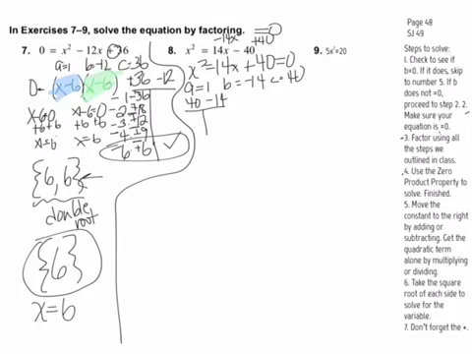So that's 2 negatives. A negative 1 times a negative 40. A negative 2 times a negative 20. 3 doesn't go into it. A negative 4 times a negative 10. And that's it right there. Negative 4 plus negative 10 is negative 14.